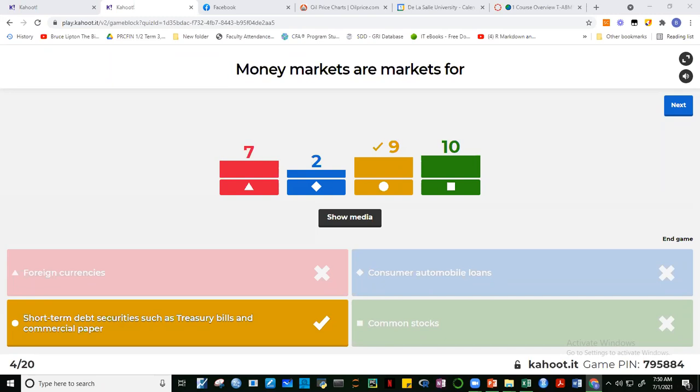Okay, so sino mas risky, guys? Si CP, commercial paper, or si treasury bill? Which is a more risky instrument? What do you think? Mas risky si CP, no? Kasi pag treasury bill, the government will be more capable of paying, no? Paying the security, no? Yung inutang nila.